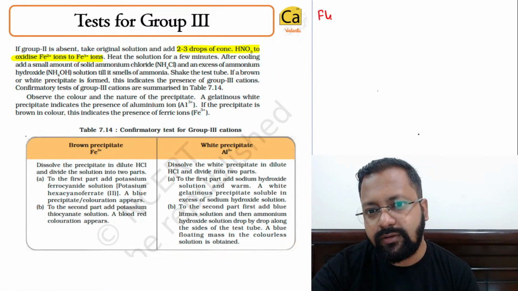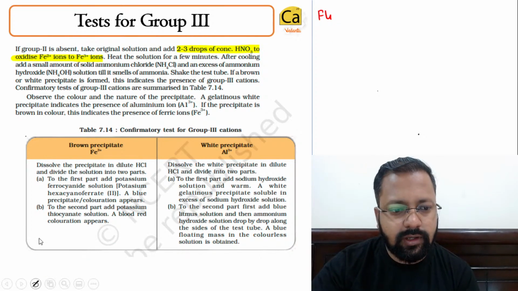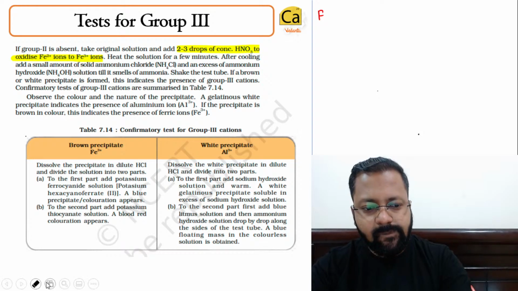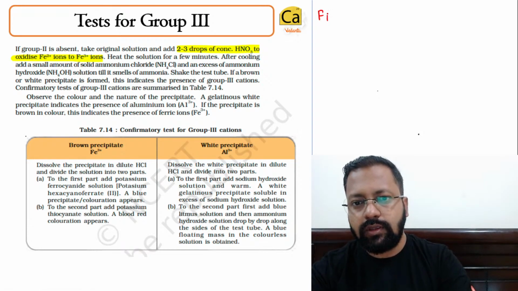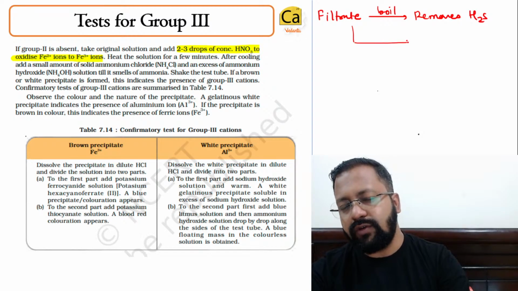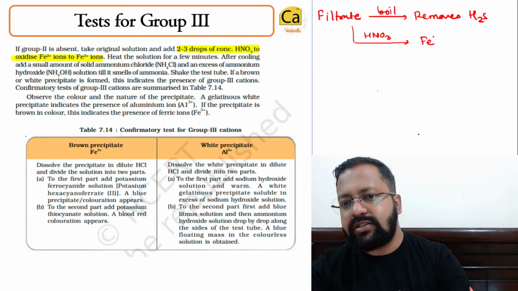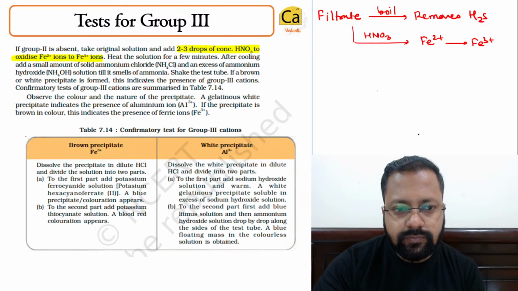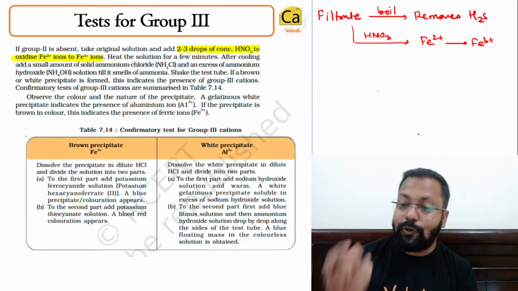So you take the filtrate and you boil it. It removes H2S, and to this filtrate which you have boiled, you add HNO3. It converts Fe2+ to Fe3+. Okay. Now what you have to do is, the solution is still acidic.